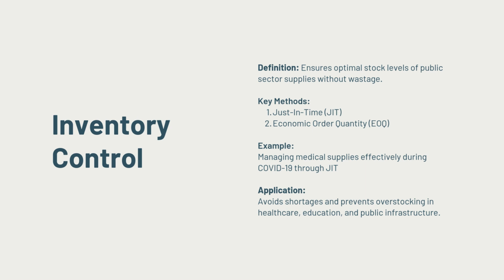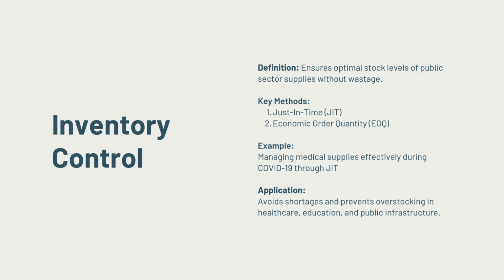Next, we have inventory control, and this involves managing the procurement, storage, and distribution of goods in a way that minimizes costs while ensuring the necessary supplies are readily available. In the public sector, inventory control is essential for managing items like medical supplies or construction materials or office equipment and even public safety gear.